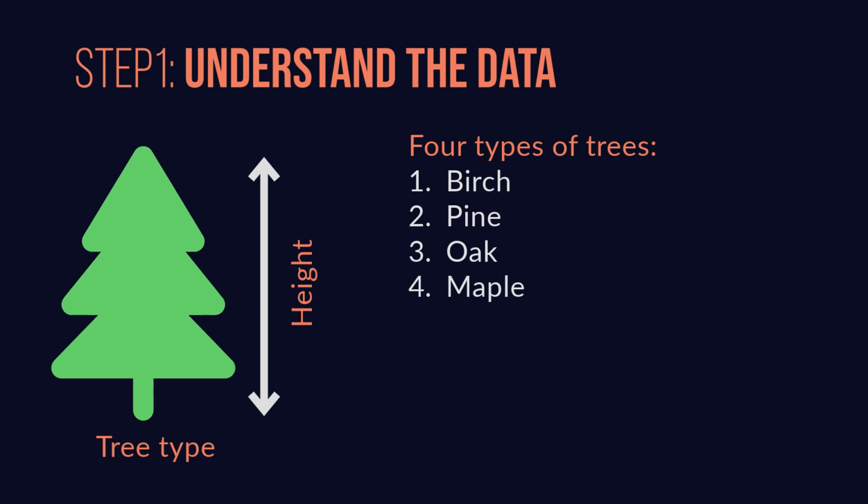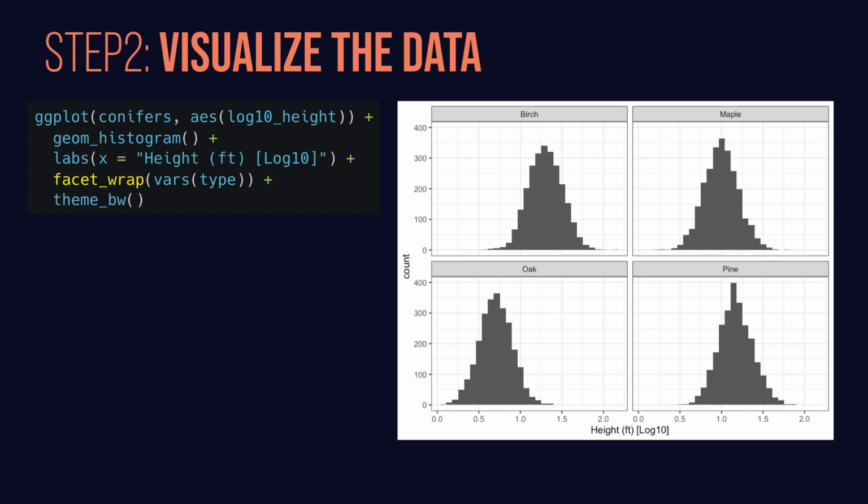The height data, as we have seen before, was right-skewed, and we have log transformed it to make it look like a normal distribution. To visualize categorical data, we can use a histogram using the geom_histogram function in the ggplot2 package. To separate the histograms based on the type of tree, we have to use the facet_wrap function, and inside we set the vars argument to type.